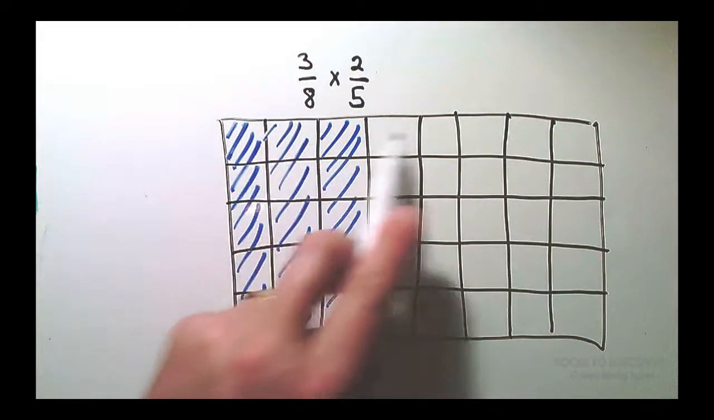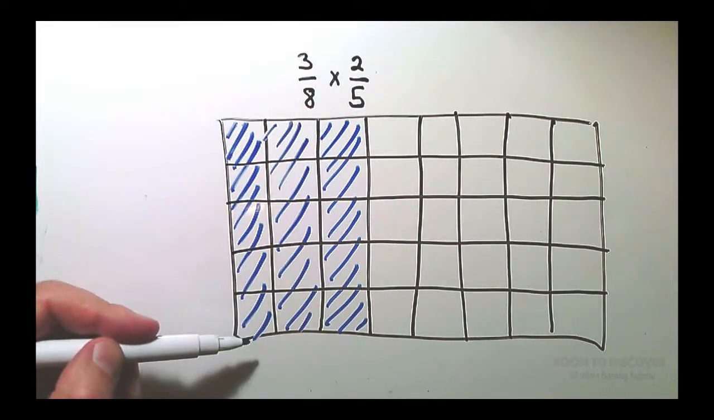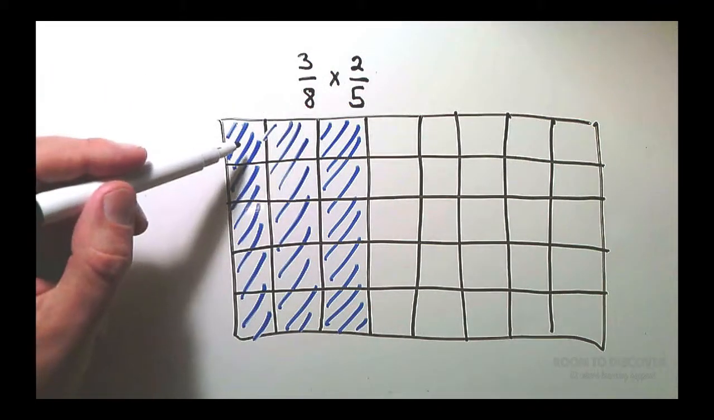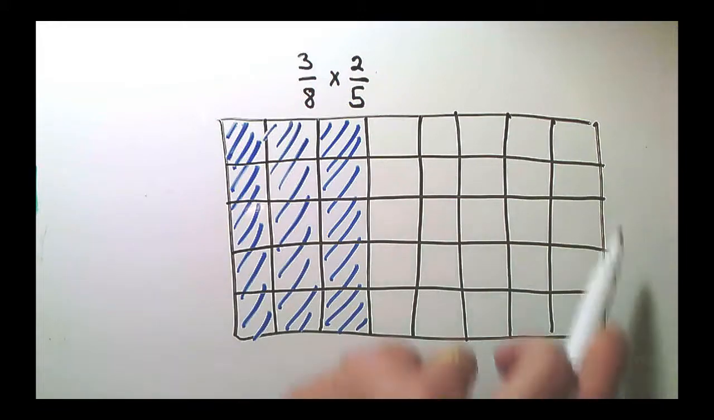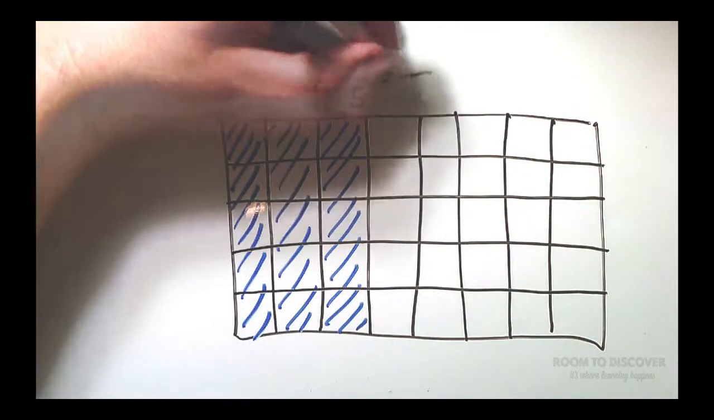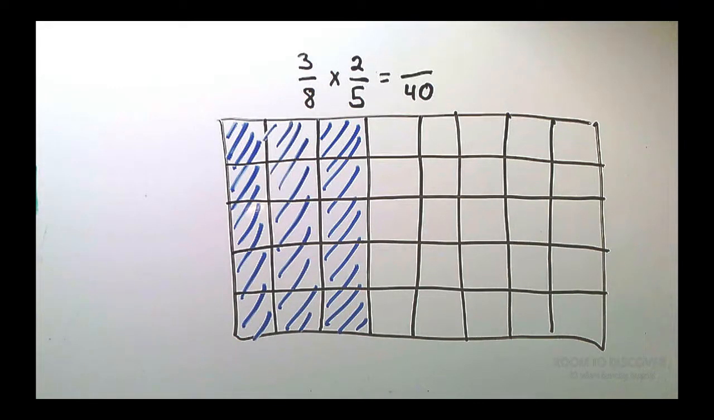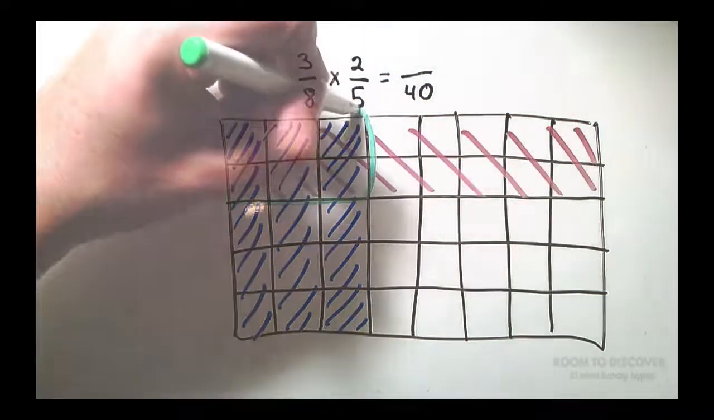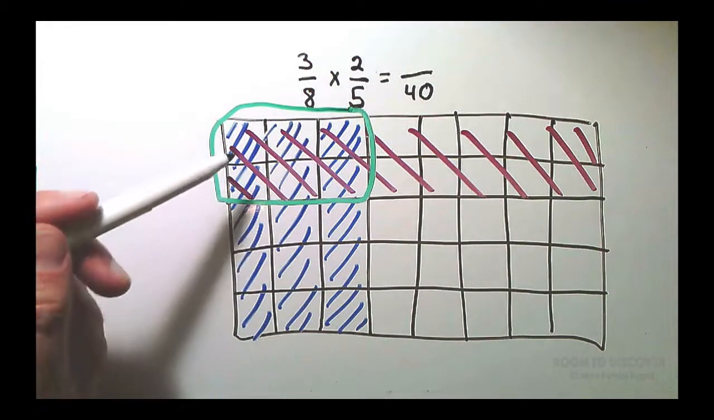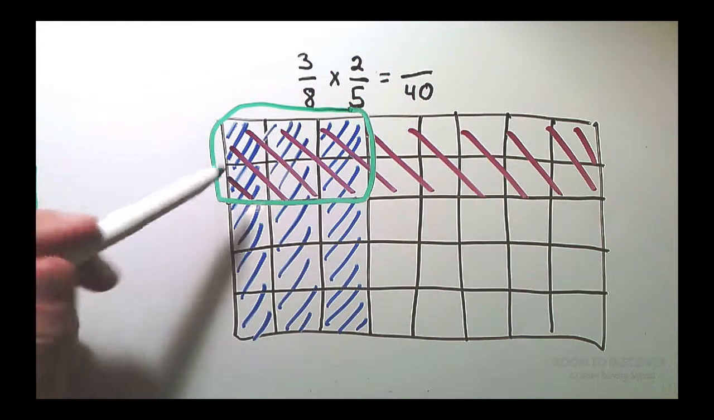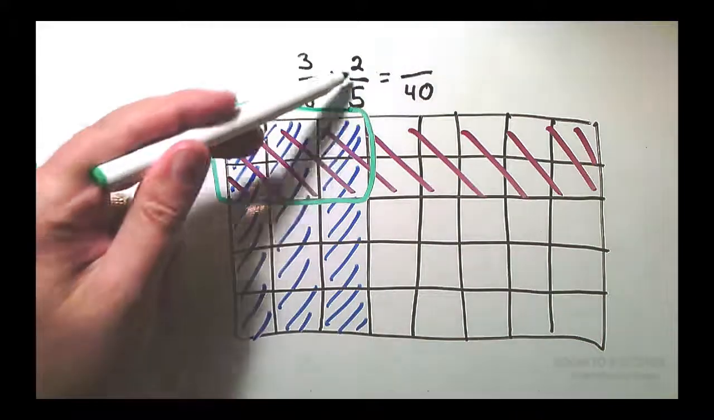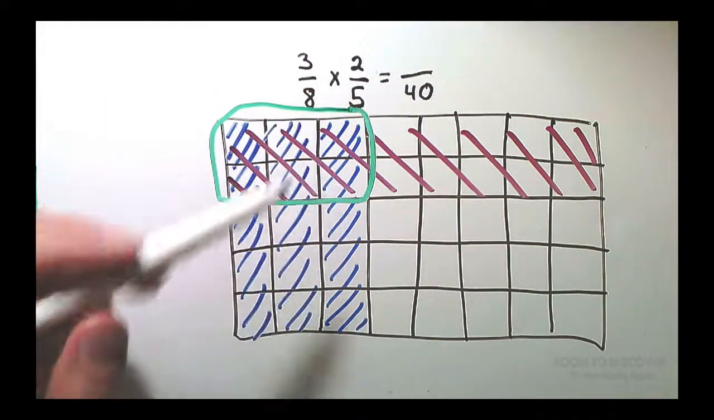First thing I need to do is cut it 5 times this way. So if I have 8 cuts going this way, 5 going this way, well, that's the same as having an array. That's 8 by 5. That tells me the number of pieces altogether. How many pieces have I cut my whole into? 40. Now, because I'm multiplying by 2/5, let's shade in 2 of those strips. Now my total is going to be the part that's covered in both blue and red. That's going to give me my numerator. And since it's 3 across this way and 2 down that way, it's going to be 6.